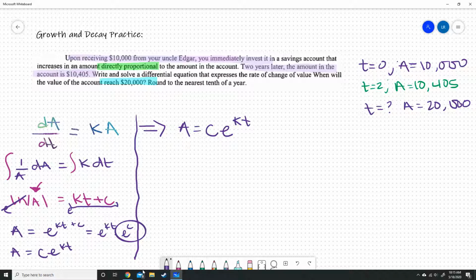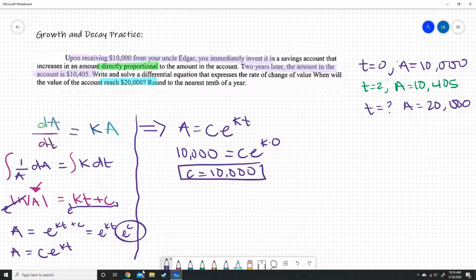So now we want to know what is C and we want to know what is K. Well, we have enough information right off the bat to find C. Let's plug in our initial condition. So when you plug in your initial condition, you have A is 10,000, C e to the power of K times 0. Well, K times 0 is just 0, and e to the 0 power is 1. So we have C times 1. So C equals 10,000. So we figured out what C was, and we can plug that back into our equation.